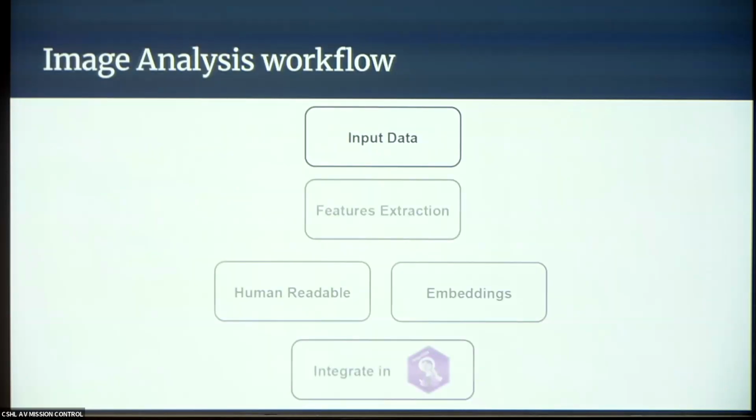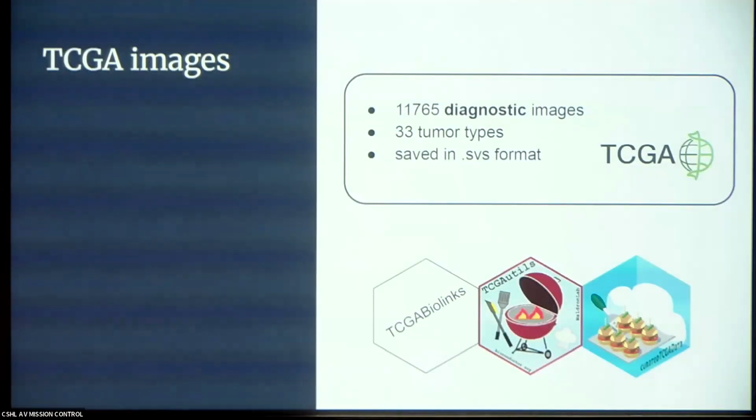We focus on a workflow, and we decided to start because in Bioconductor there are a lot of packages to deal with images, but not so much to deal with digital pathology and H&E images. So we decided to try with some example first, like the TCGA data. And we decided to use these data. There are 11,764 diagnostic images from 33 different tumor types, and they are saved in SVS format.